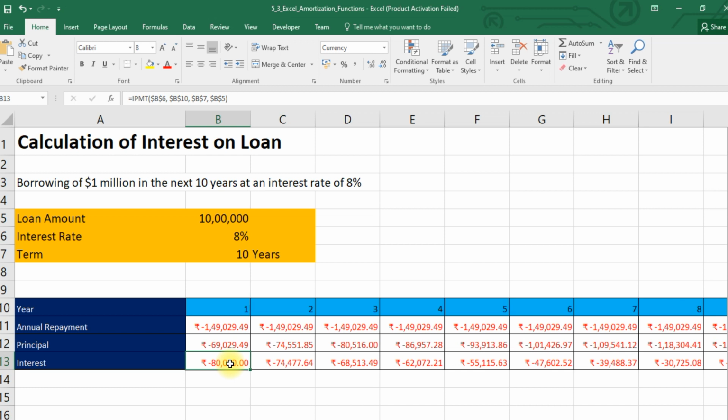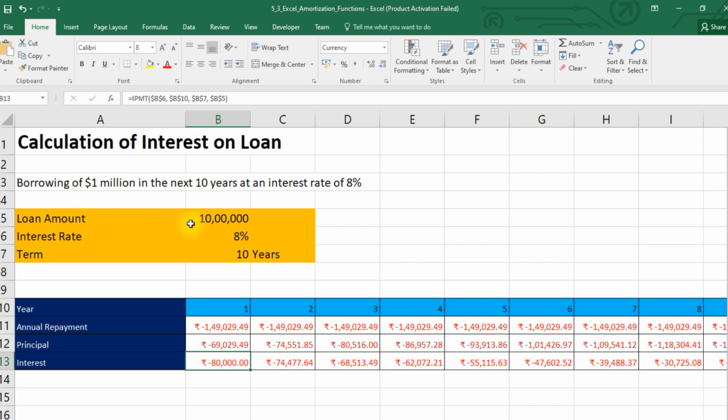So consider the example. Here we have determined the yearly principal and interest payments in the amortization schedule, and it is determined that during the initial years a lot of payment is made for interest, and during the concluding years of the loan term only minimal interest payments are made. So here we have a calculation of interest on a loan. We are borrowing 1 million over the next 10 years at an interest rate of 8%. That is what the example is.